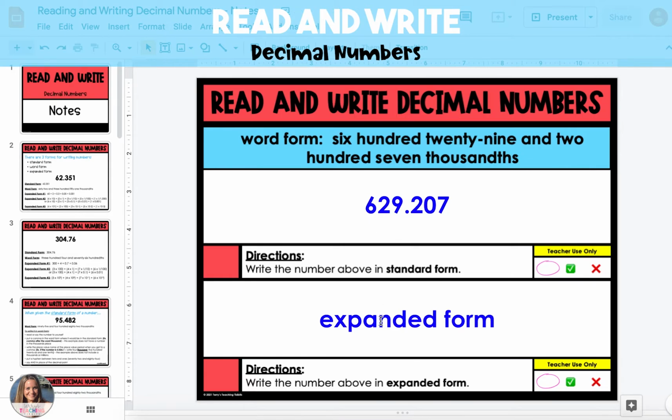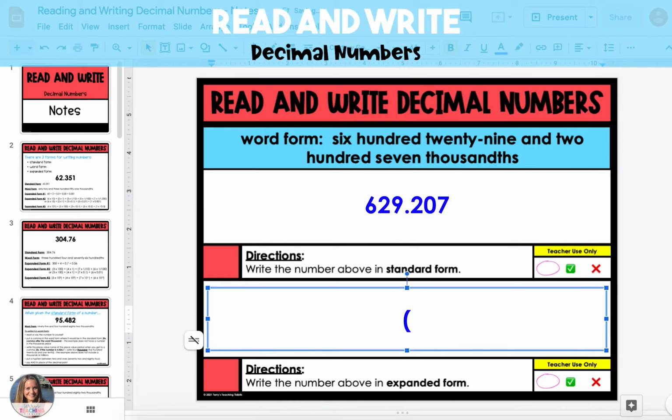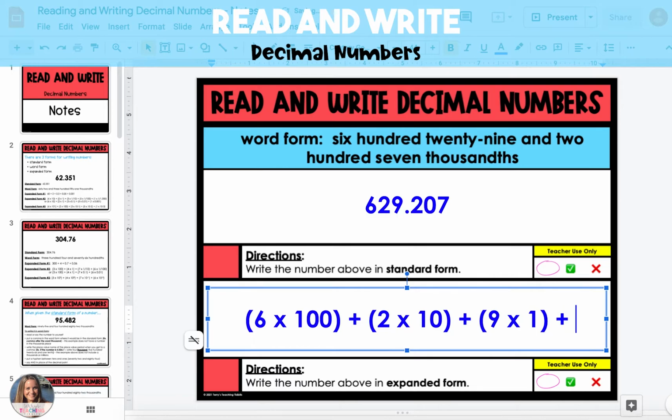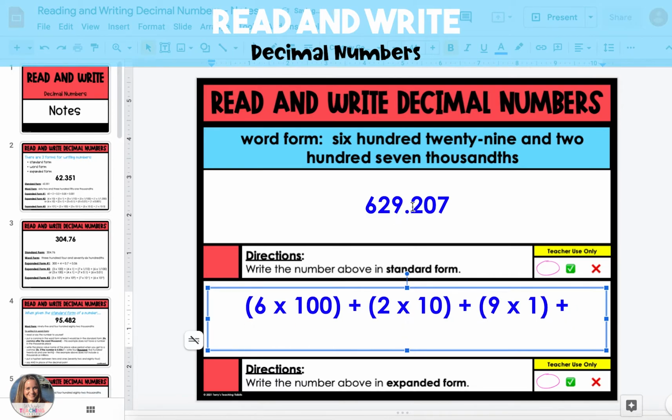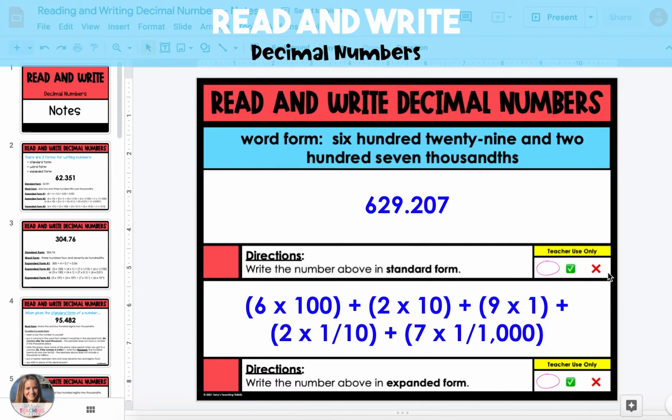Start with the greatest place value, which is the 6 in the hundreds place, and we're going to rewrite it as 6 times 100. Next, we have the 2 in the tens place, which we'll represent with 2 times 10. Then we're going to add the 9 in the ones place, which is 9 times 1. Then we'll add the 2 in the tenths place, which again, you can either write as a decimal or a fraction, which is 2 times 1/10. There are no hundredths because there's a 0 in the hundredths place, so you do not need to write an expression for the hundredths place. And finally, we have a 7 in the thousandths place, which we'll represent with 7 times 1/1000th.